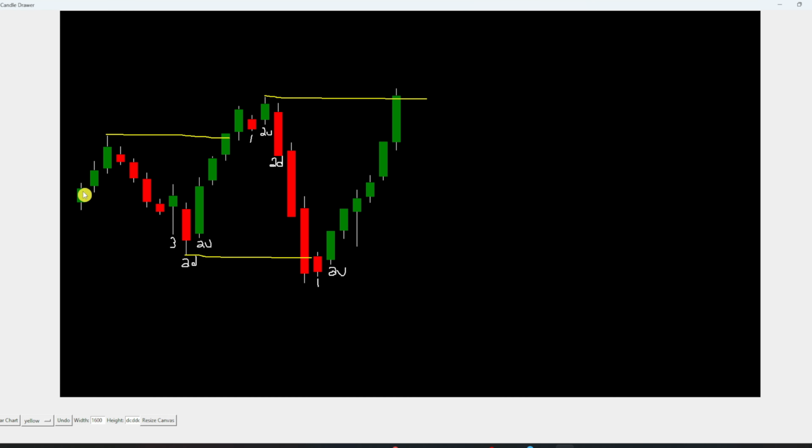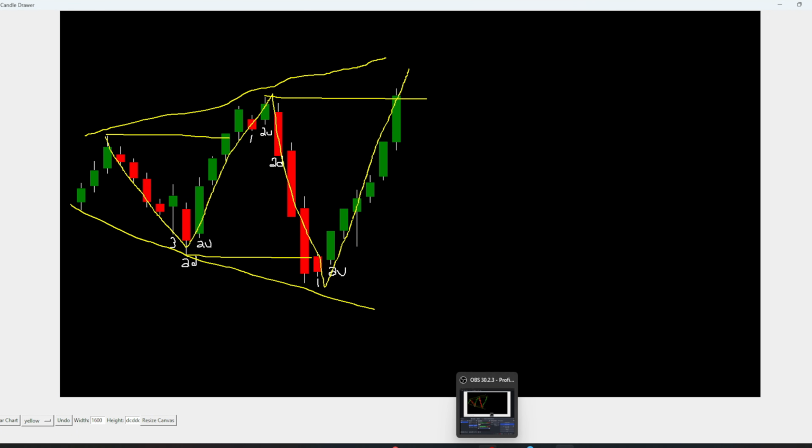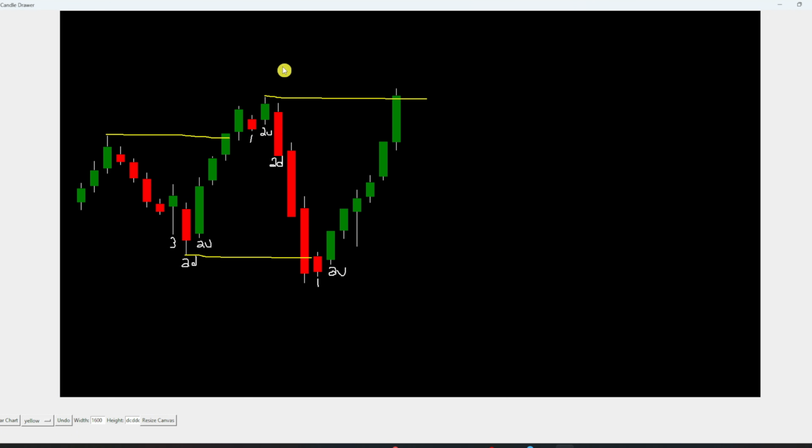So again, you can see the market creates a high here, drops, makes a low. Then it breaks the high, then it breaks the low. And again, it breaks the high. So now you can see that the range is getting bigger here, okay? So this is what I call, and what other people call, a broadening formation.